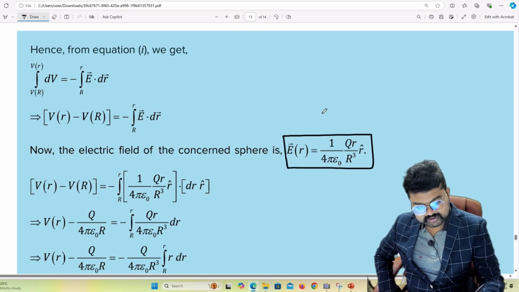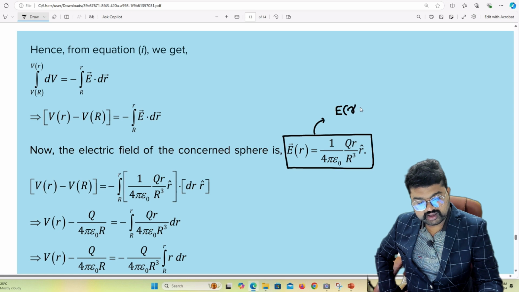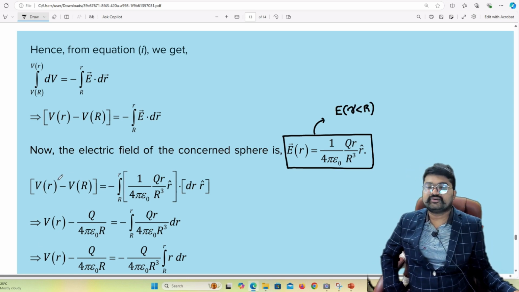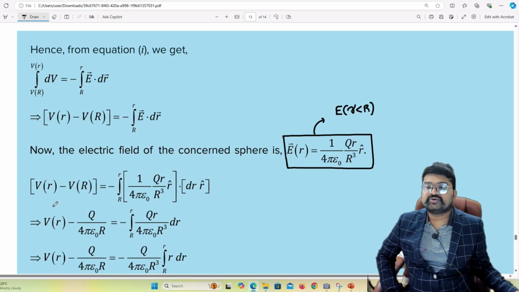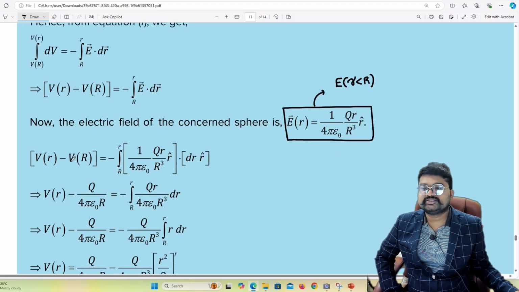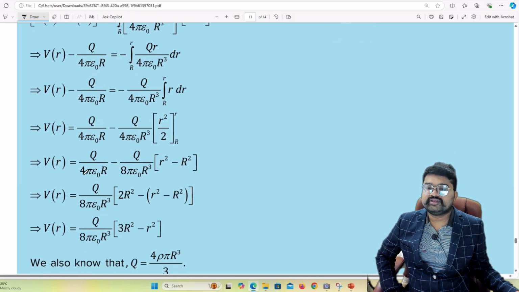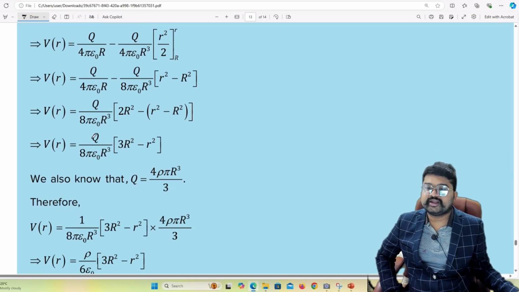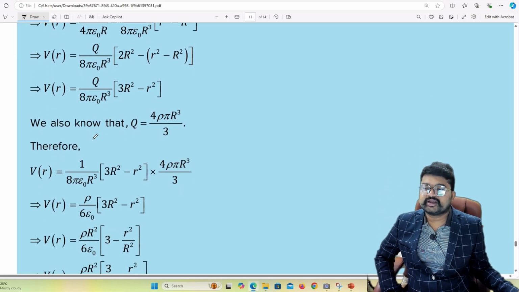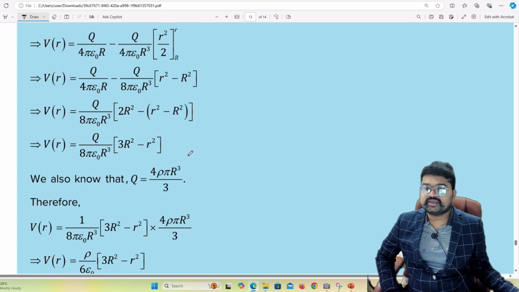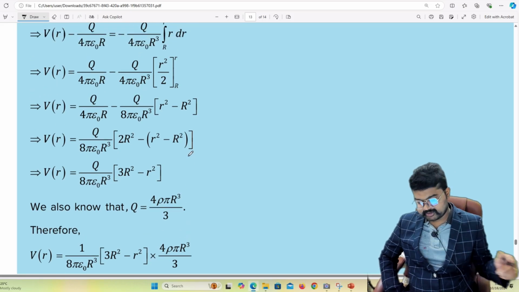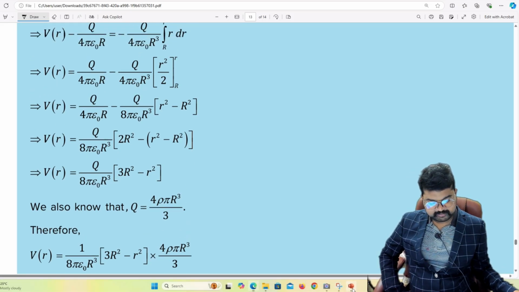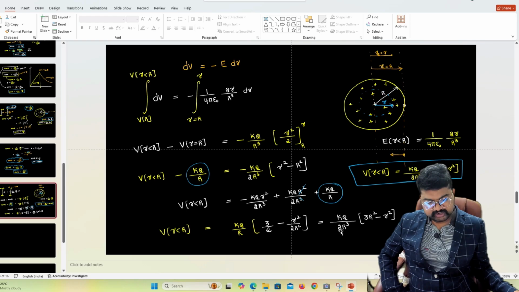E of r less than R. Okay? So we applied it from R to r, then V of r less than R minus V of R, everything we did. Finally, how much are you getting? Here, kq by what we got? Tell me, just compare it. kq by 2R cube, kq by 2R cube.